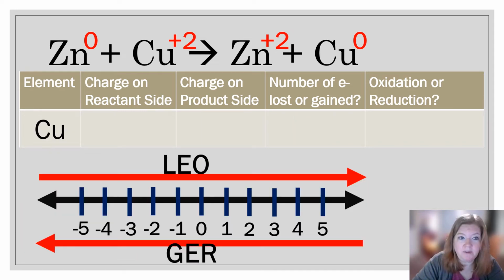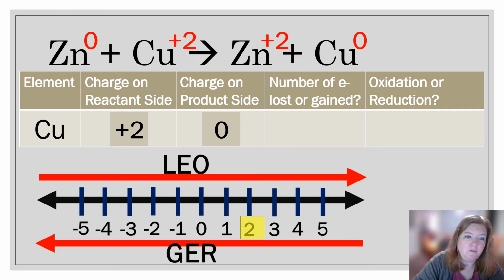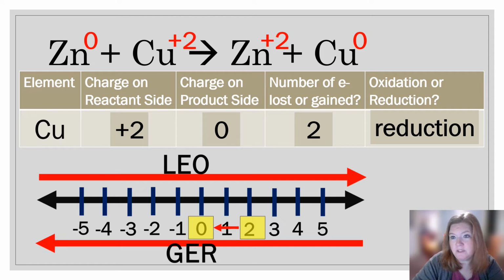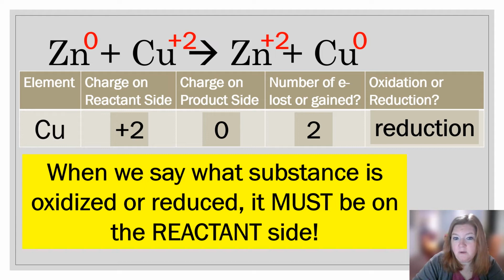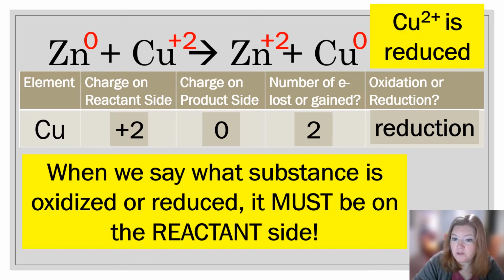Okay, now let's look at copper. On the reactant side, it's +2. Find that on the number line. On the product side, it's 0. Find that on the number line. How many electrons are lost or gained? So how many hops? 2, again. Is it oxidation or reduction? Well, which way are we moving? It follows GER, so it's reduction. When we say what substance is oxidized or reduced, it has to be on the reactant side. So that means I have to say that Cu with a 2+ charge is the thing that's reduced.